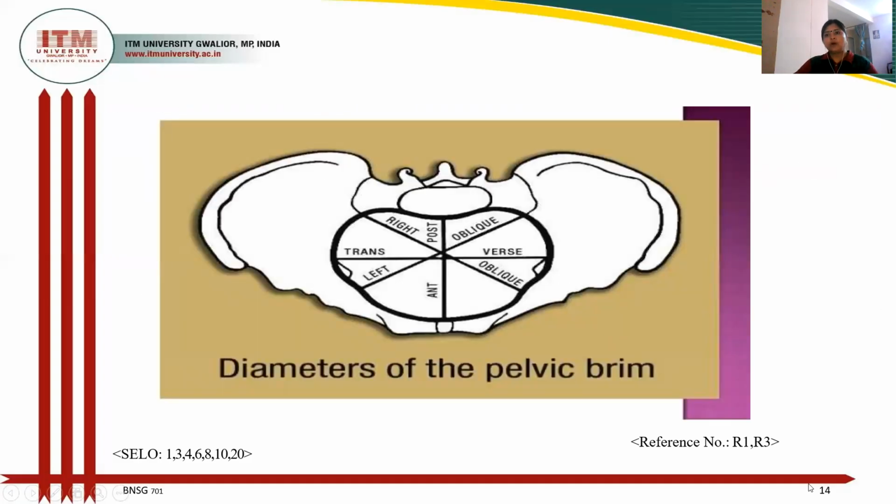So here is the picture of these three diameters. You can see here the anterior posterior diameter, from the sacral promontory to the upper border of the symphysis pubis, that is around 11 centimeter. You can see here the transverse diameter, between the two iliopectineal lines, and the oblique diameter, from the sacroiliac joint to the opposite side of the iliopectineal eminence, the right and the left oblique diameters. So these are the diameters of the pelvis. Hope things are clear here. In the upcoming slides, we are going to see the diameters of the cavity as well as the outlet.